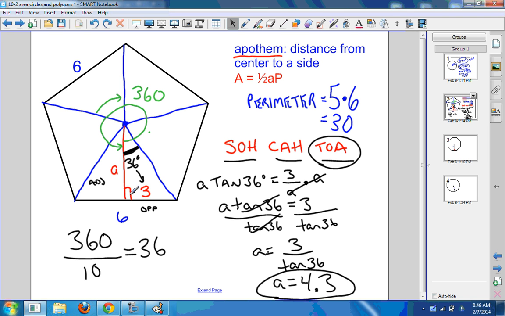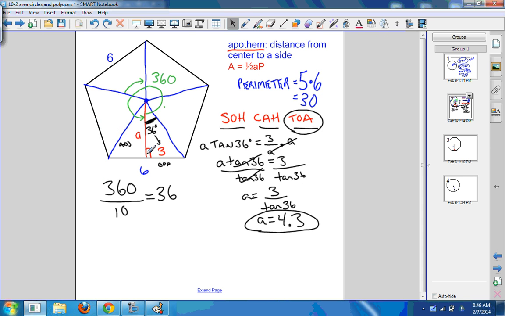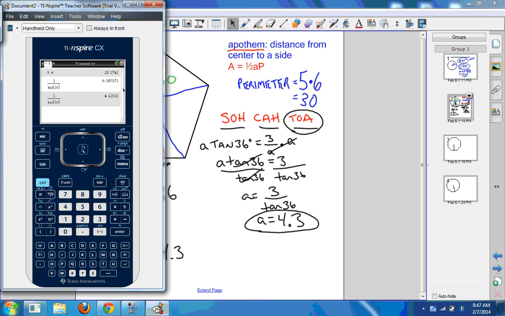So we're not done yet. We're trying to find the area of this. So this is quite a long process. We found the apothem, but we need to find the area. So I could find the area of this triangle, which would equal to 1/2 base times height. So 1/2, the base of this triangle is 6 times the height, which is 4.3. So 1/2 times 6 times 4.3.